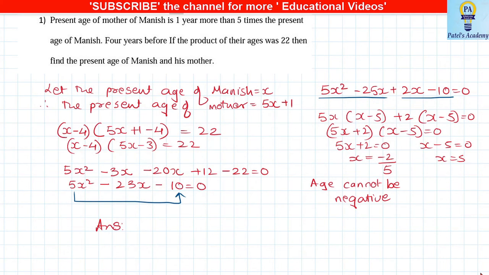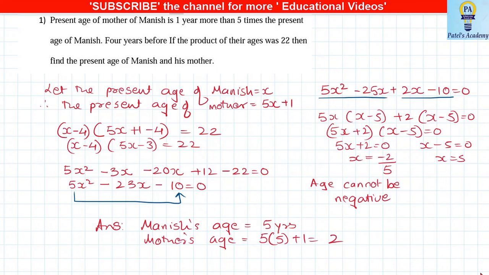So what is the question asked? You have to find out the present age of Manish and his mother. So the age of Manish is how much? We took that as x, that is 5 years, and mother's age, what is the mother's age we have taken? And always remember, we are substituting in the present age. That is 5x, so that is 5 into 5 plus 1, 25 plus 1, that is 26 years. Okay, a typical sum based on ages. Manish's age is 5 and mother's age is 26.